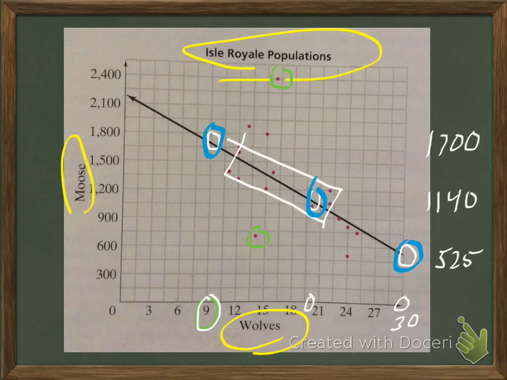That's really all I have. We're obviously going to be working on some word problems, so be prepared in class to draw some scatter plots, to formulate some trend lines, and then to answer some questions based on those.